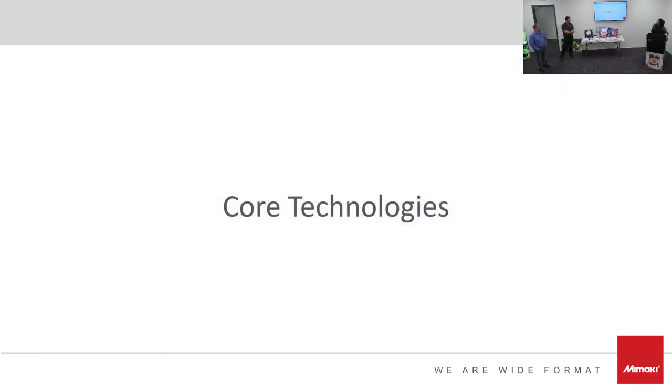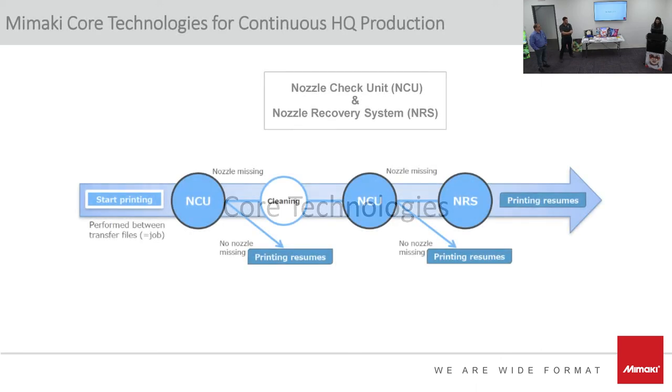So we're just going to go over a couple of core technologies. These technologies are inherent in all of our Mimaki printers. So the first technology is the nozzle check unit and the nozzle recovery system. So with the NCU, as you're printing, if there's any nozzles missing, it will go directly into a cleaning. And then once it's done cleaning, it will continue printing. If these nozzles cannot be recovered, then you can turn on the nozzle recovery system and it will recover your nozzles, and then you can resume printing.